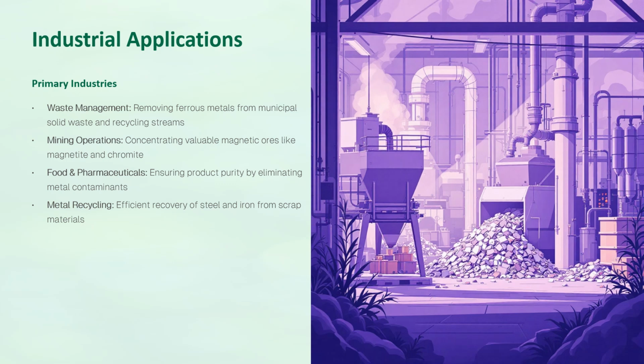And then the mining operations. In the mining area particularly, they need the magnetite and chromite substances. So for that operation, they need this magnetic separation method. It is also used in the food and pharmaceutical fields, ensuring product purity. We have to eliminate all the metals, the contaminants present in the food and pharmaceutical products. So in those fields also, this magnetic separation method is useful, children.